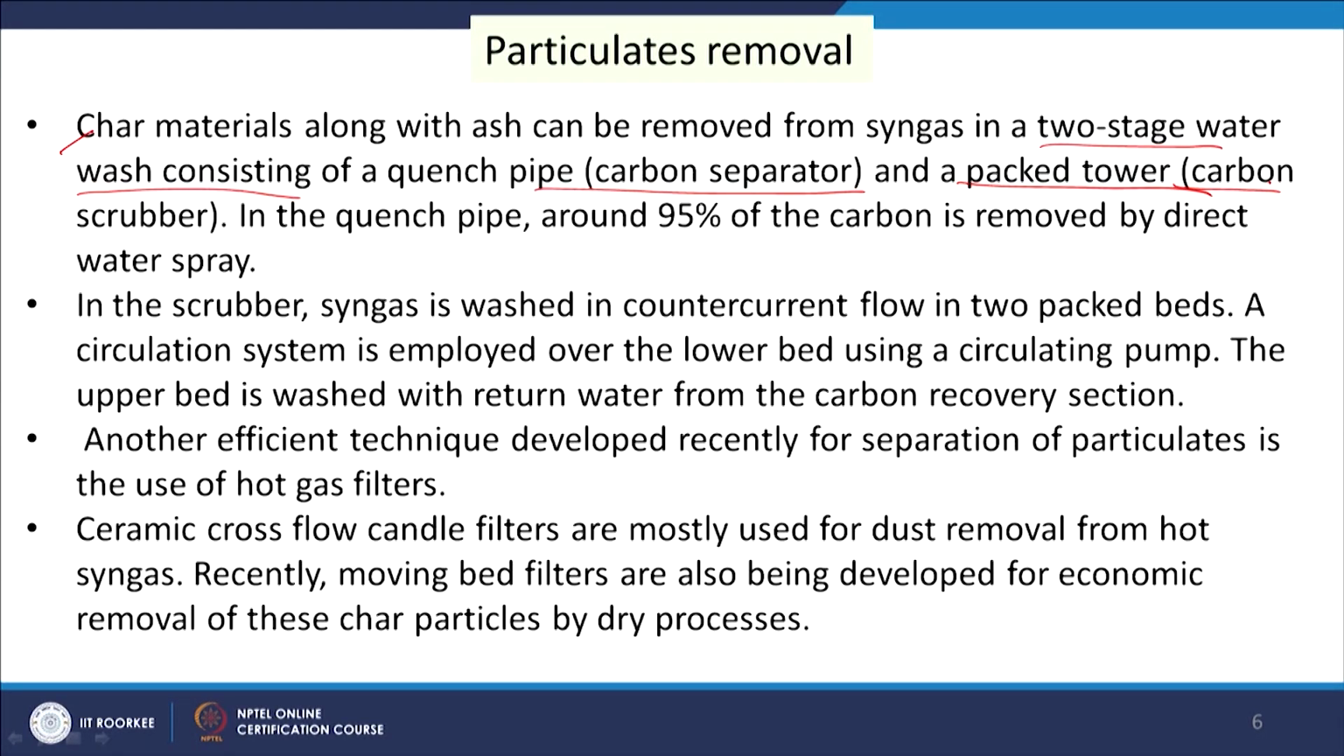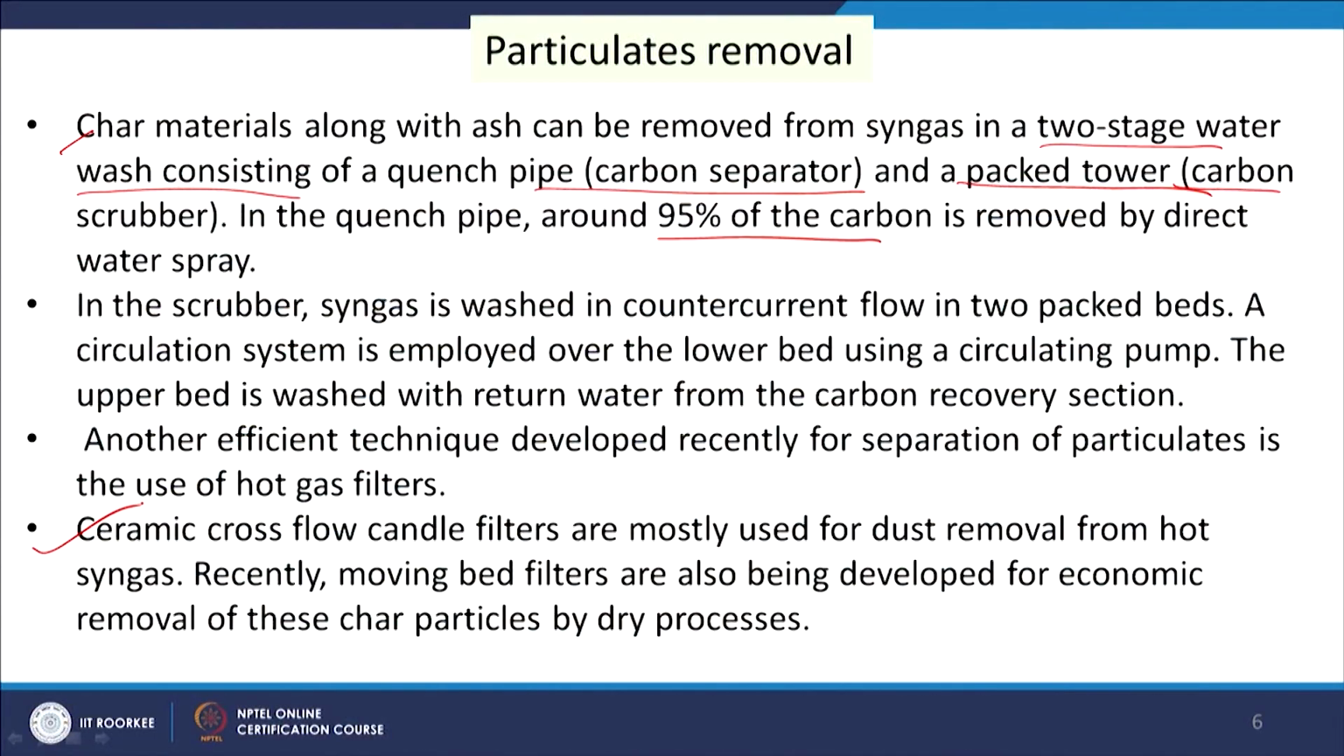In the quench pipe, around 95% of the carbon is removed by direct water spray. So, these are two basic operations through which the particulates are removed. We see in this case the temperature of the syngas should be brought down prior to its application. Other efforts also use different types of oxides at high temperature to remove the gases, or we can use ceramic cross flow candle filters to remove the particulates at higher temperature.